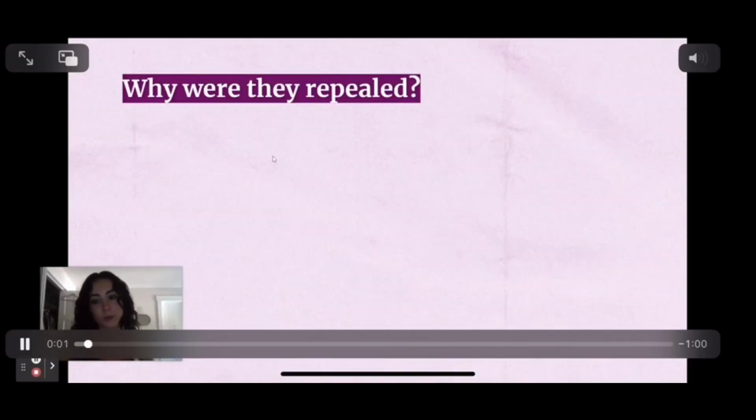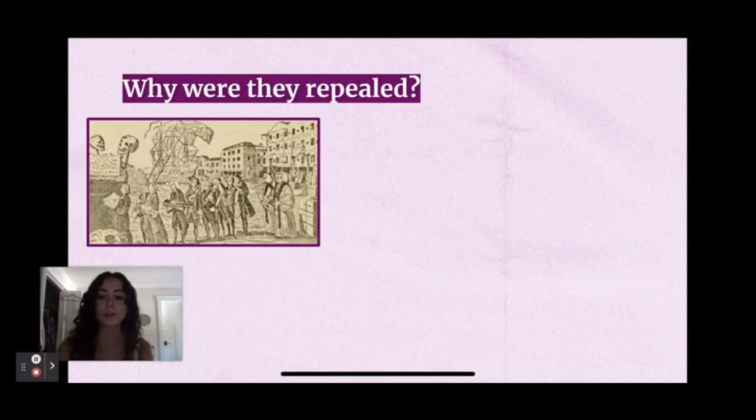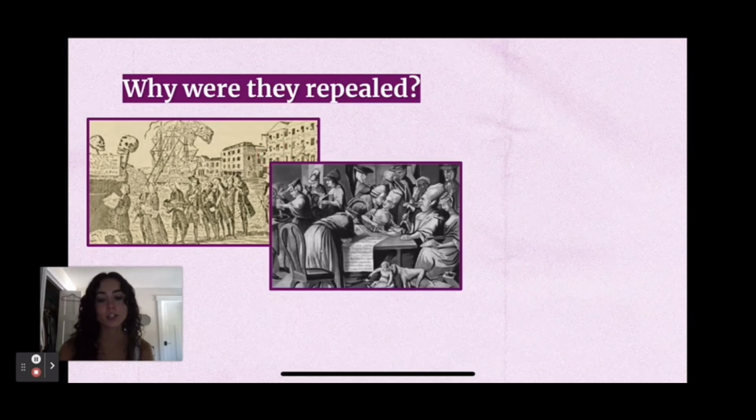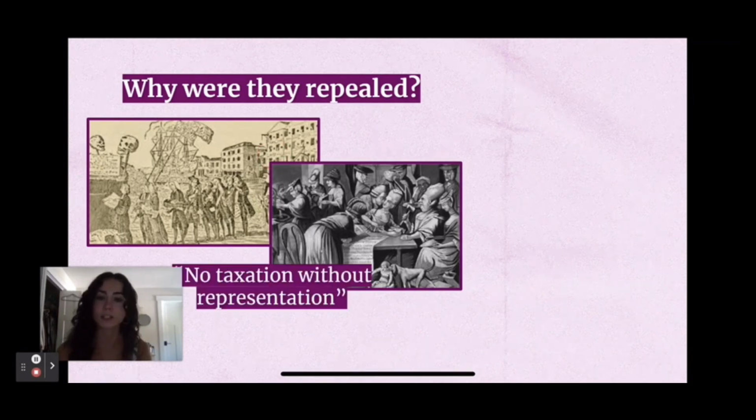Why the acts were repealed. The Townshend Acts were eventually repealed April 12, 1770. This was because of mass protests, boycotts of British goods, and the closing of ports for imported British goods. Protesters wanted representation in the government. A really common phrase they used was no taxation without representation.